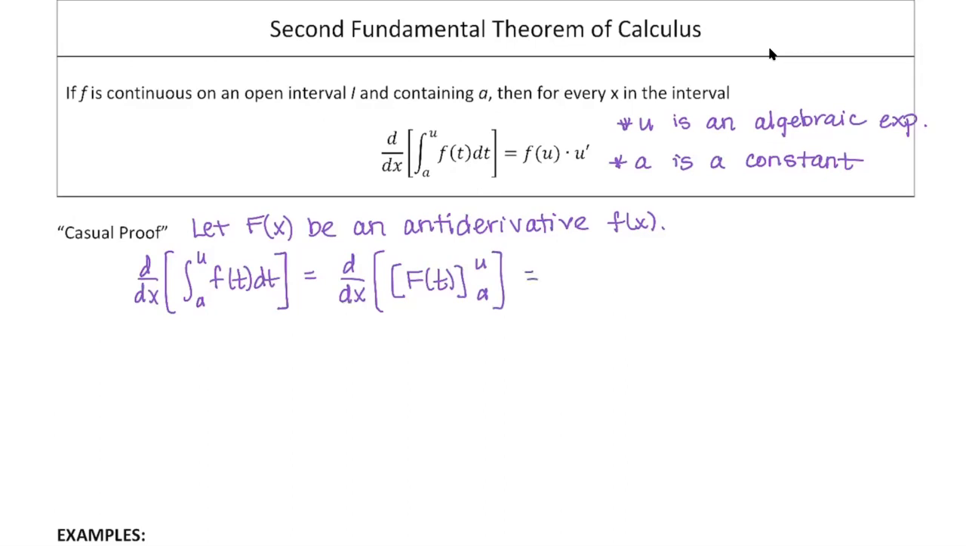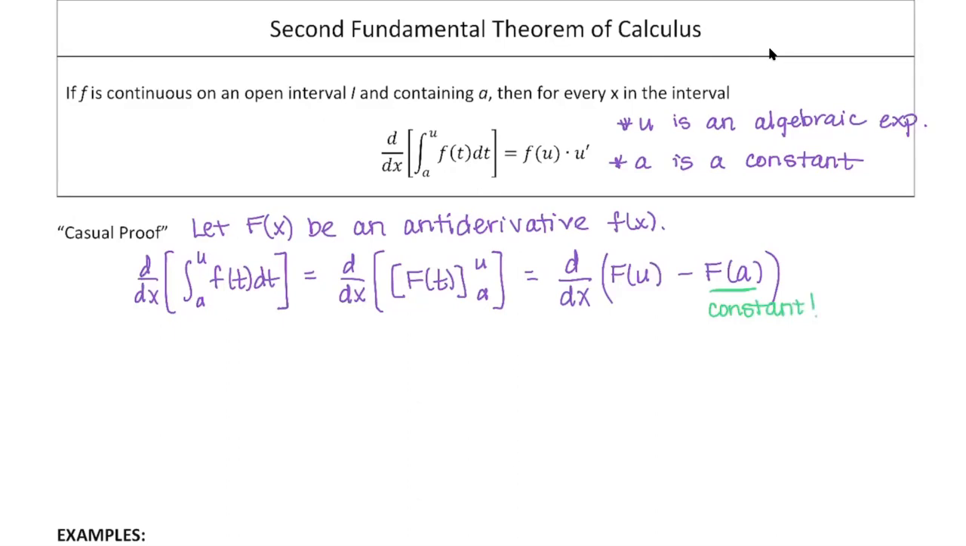Okay, well, that uses the first fundamental theorem. So we have the derivative with respect to x of F of u minus F of a. So there's our derivative. Now, we can take the derivative of each of those terms. Now, when we do that, remember what's important here is that since a is a constant, F of a is also going to be a constant. That's important when we go to take our derivative, right?